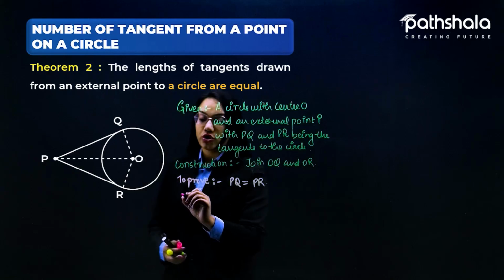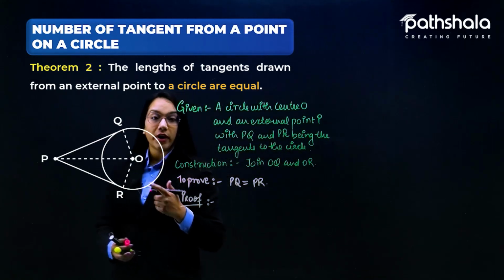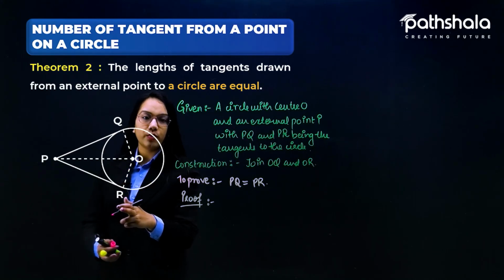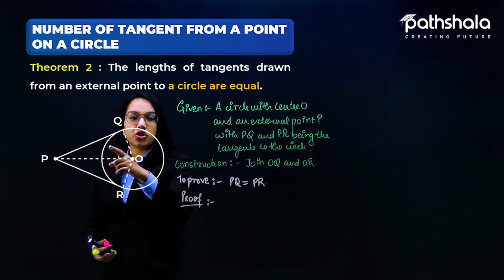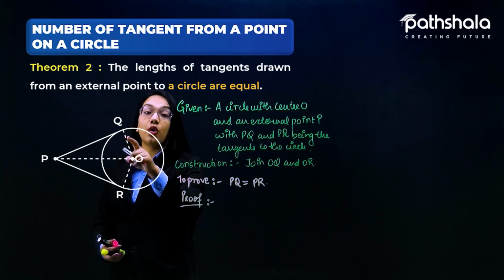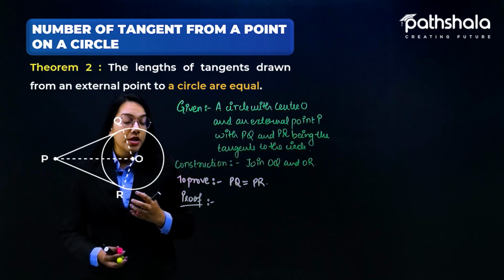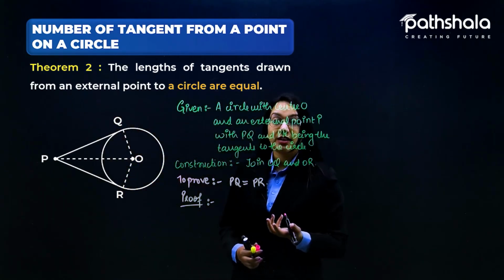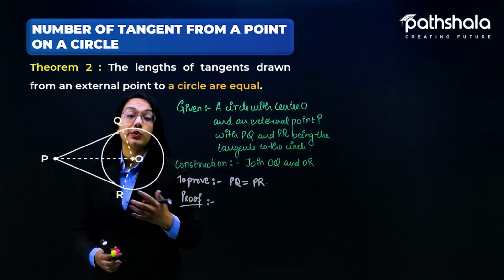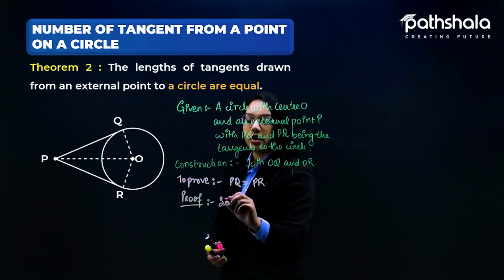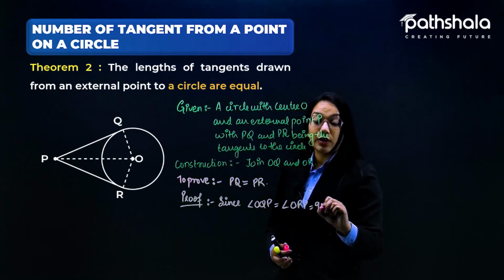Now let's move on to the proof. Since we have joined OQ and OR, we know from theorem number 1 that whenever a tangent is drawn at any point of the circle, it is always perpendicular to the radius through the point of contact. So I am writing here that the angle OQP and the angle ORP are equal to 90 degrees, from the theorem.